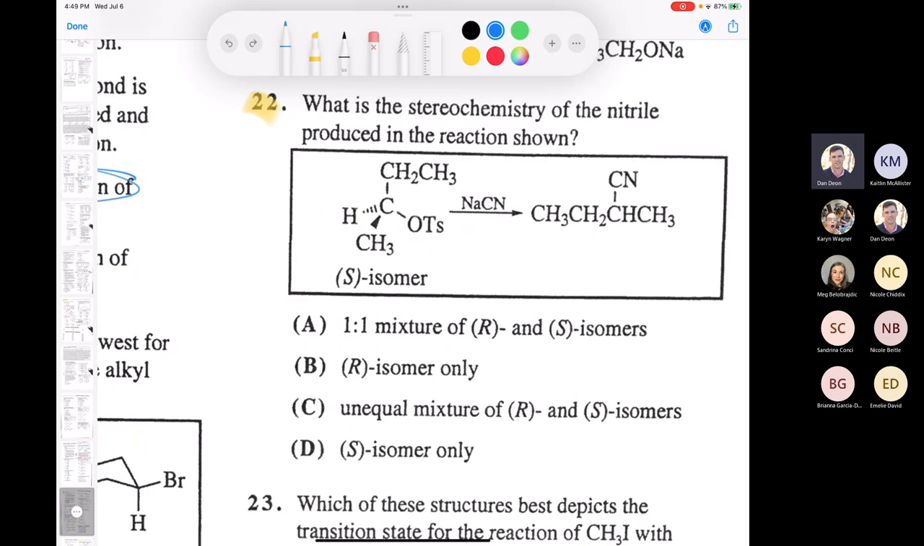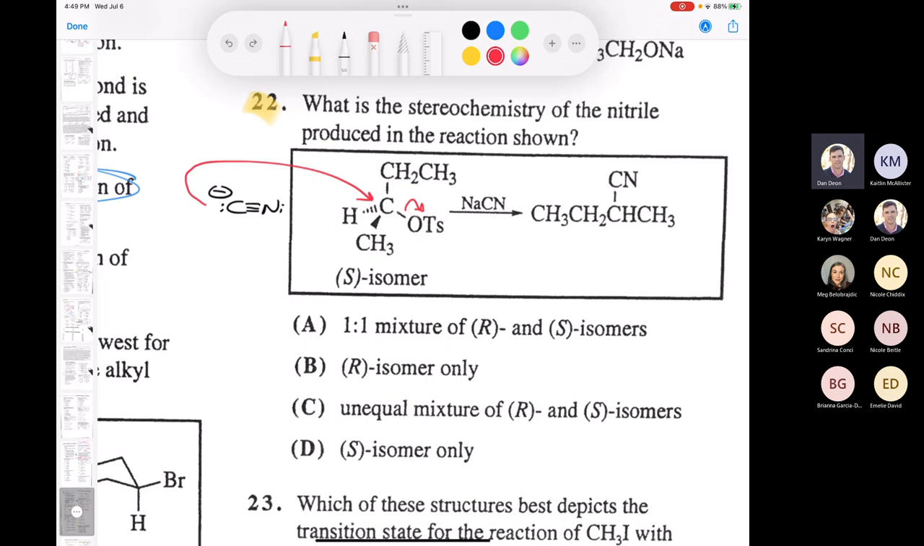Then we're treating it with sodium cyanide. But we know that cyanide, we draw the Lewis structure of cyanide, which looks like this. All right, cyanide is a good nucleophile. So it's going to do nucleophilic attack, and you're going to have a loss of leaving group. Right? It's a substitution reaction. And this is a secondary leaving group. So therefore, it's not going to be an SN1 process. It's going to be an SN2 process.